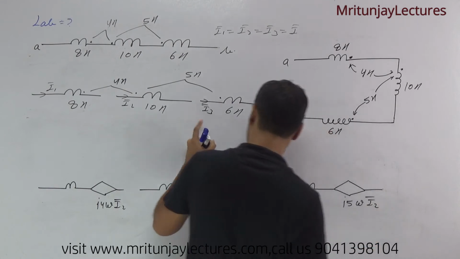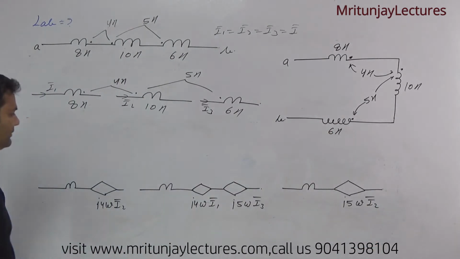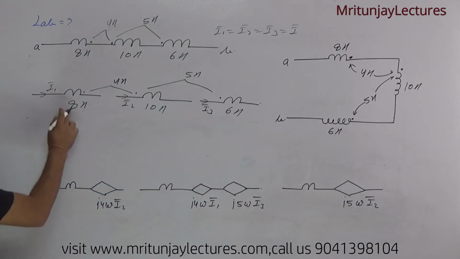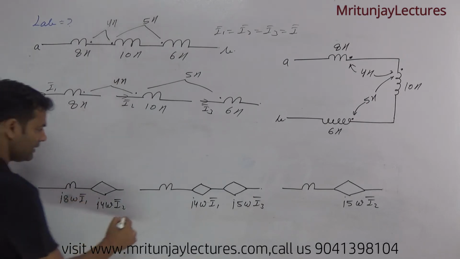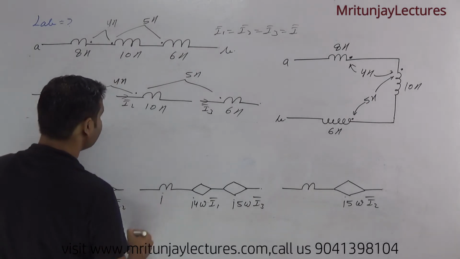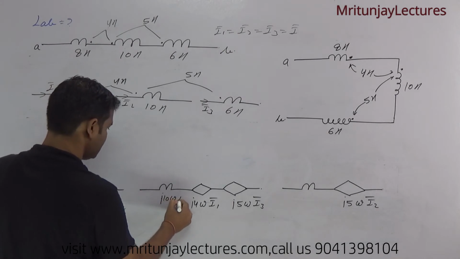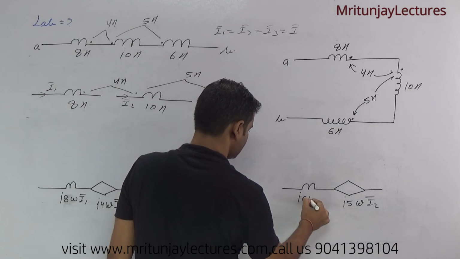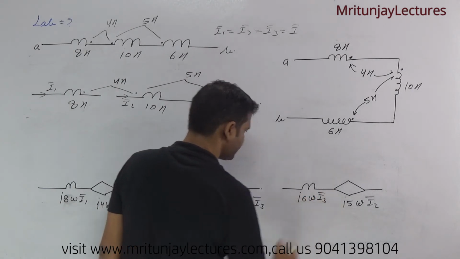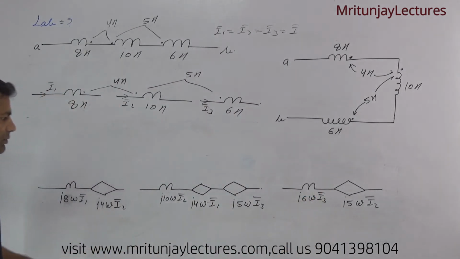I2. Clear? Now our next target: that is j8 omega I1, and here j10 omega I2, and here that is j6 omega I3. Clear? What about polarity?